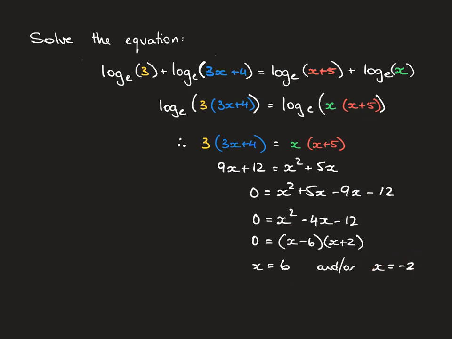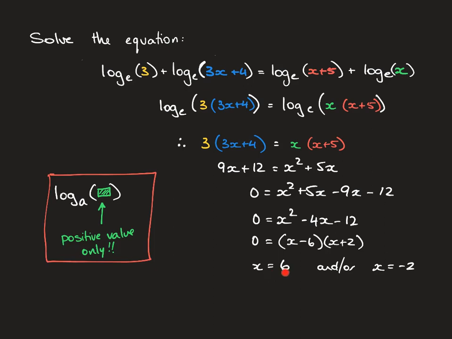Now I need to have a look at my answers to make sure that they are valid solutions. I do that by substituting the value for x in at all the points along here. I can only take the log of positive values. So this one should be okay, but you should always substitute in to check. So let's have a check. If x is equal to 6, then that's fine. That's 18 plus 4, that's positive. 6 plus 5 is 11, so that's a positive number. And 6 is a positive number, so that's fine.